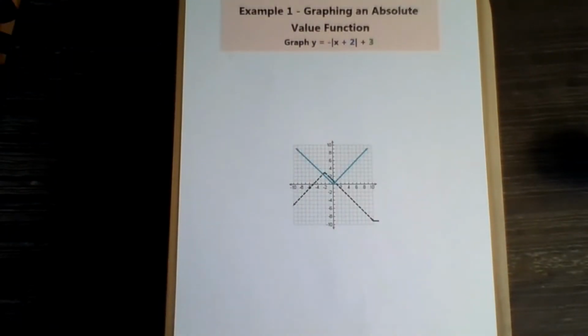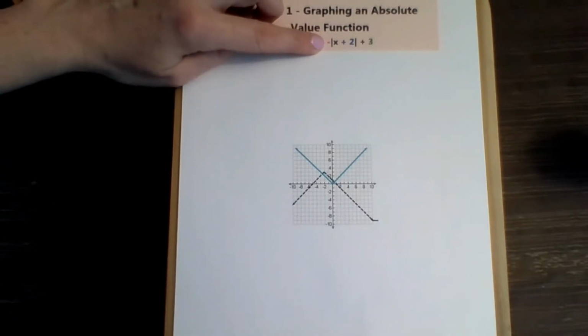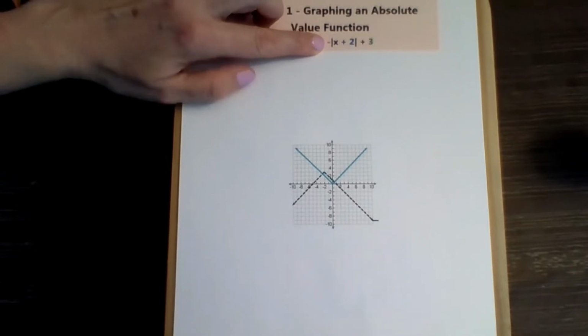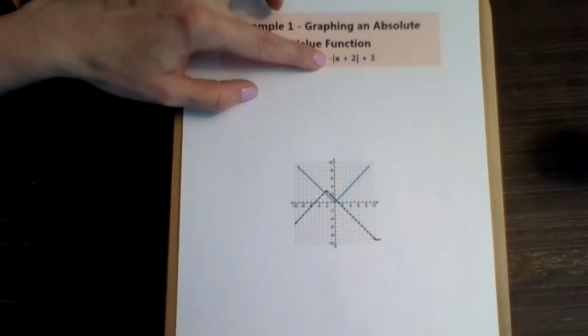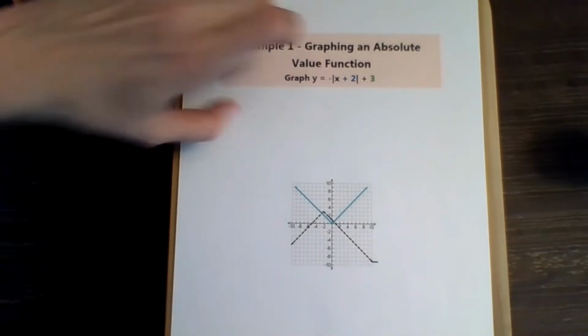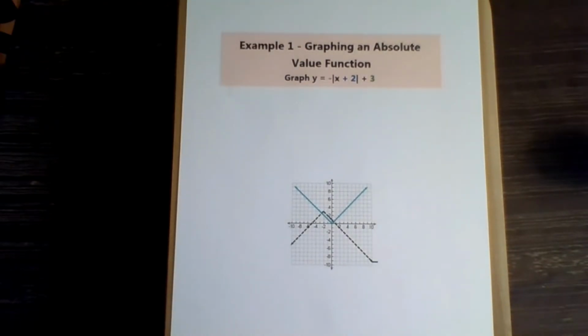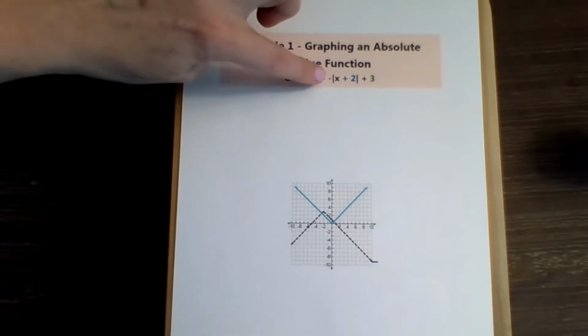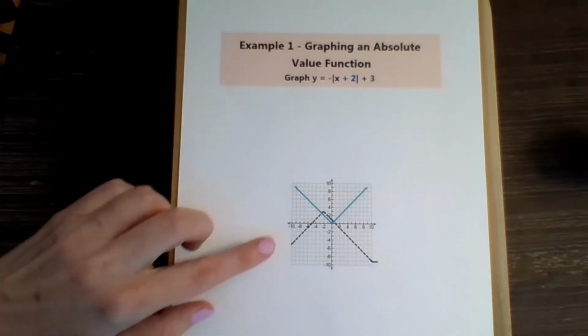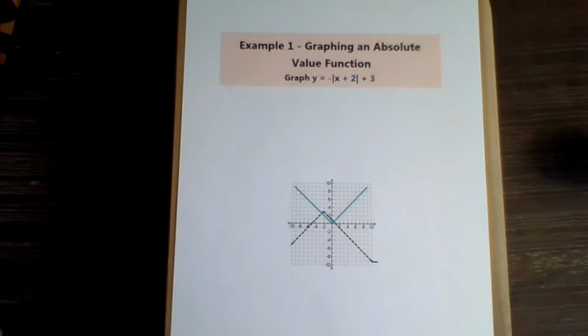Okay, so let's say we have this absolute value function. The negative is going to tell us that it's inverted, so it's going to go upside down. The number out in front of the absolute value symbols is still a 1. It's a negative 1, but still that A is a 1, negative 1. So we're going to make the slope stay the same, but it's going to become inverted.